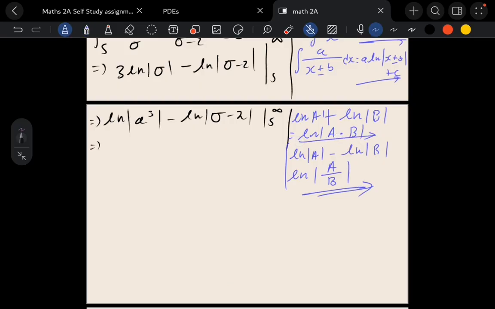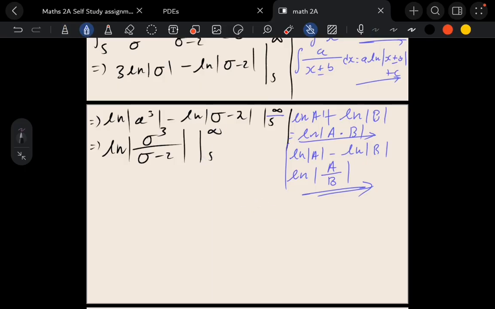Why do we perform them here? Because of that infinity. So I am going to have what? I'm going to have ln sigma cubed divided by sigma minus 2 between s and infinity.